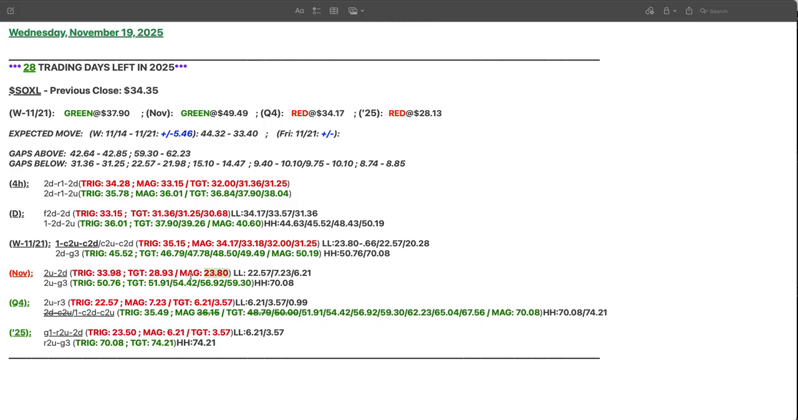The magnitude for that move is 23.80. That is still quite a ways to go through some pretty big levels of support. So I put that intermediate target of 28.93 on here as well. But we did trigger 2 up, 2 down, and the magnitude is 23.80. So look out for that. Again, we've still got a whole half of the month left to go.